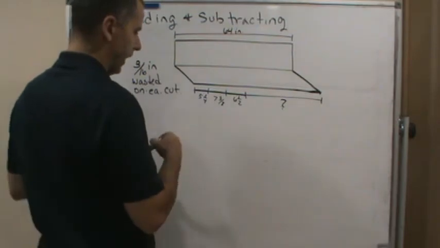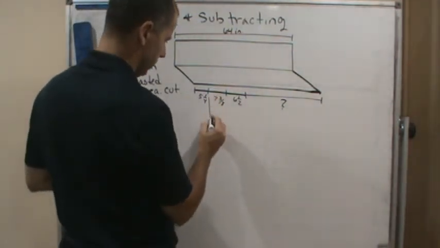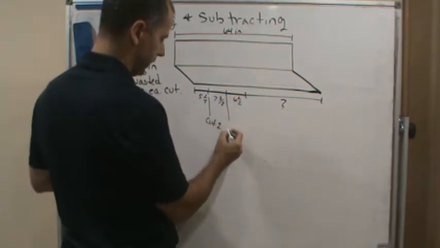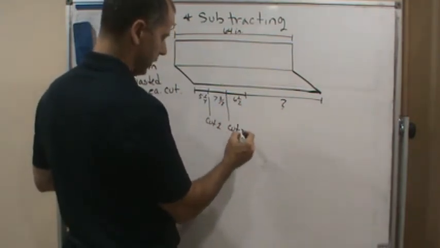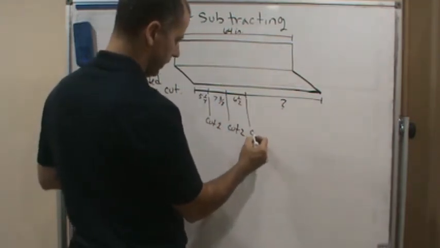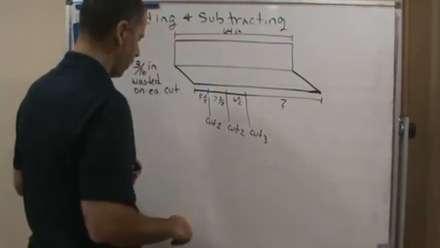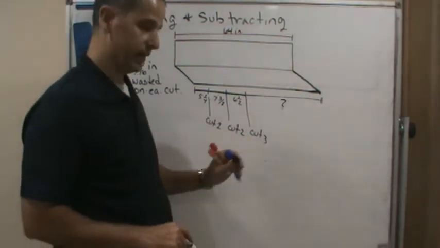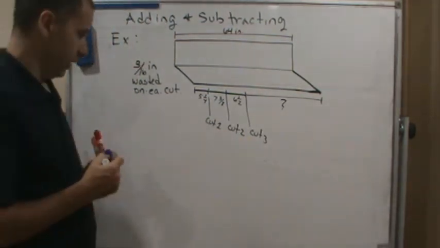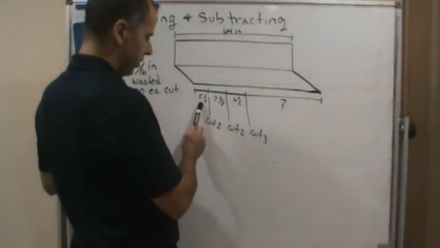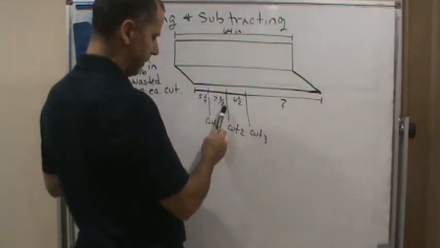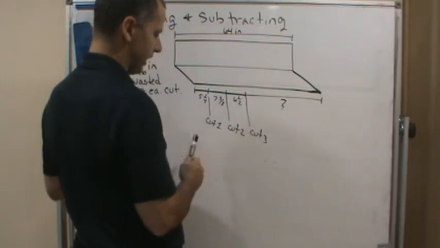So we're going to make a cut here. So let's call that cut 1. We're going to make a cut here, cut 2, and we're going to make a cut here, cut 3. So we're going to lose 3/16 of an inch on each one of these 3 cuts. But we're also cutting a 5 1/4 piece here, 7 3/8 here, and 6 1/2 here.